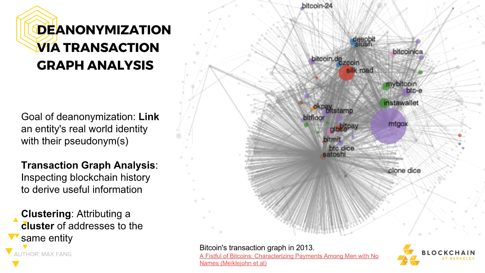Transaction graph analysis is basically where you have this giant blockchain of data. You want to inspect this history to see if you can infer any information beyond just which pseudonym has what money. And remember that your goal is to de-anonymize, right? You want to link a real-world identity with a pseudonym on the blockchain. Now, I've talked about how in Bitcoin best practice, we want to generate a new pseudonym every time we receive money. So any person may have a whole number of pseudonyms, and you need to associate all of these addresses to the same entity. That's called clustering.